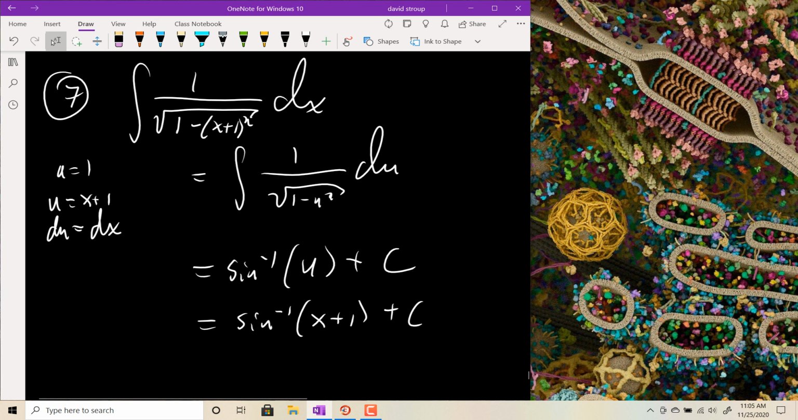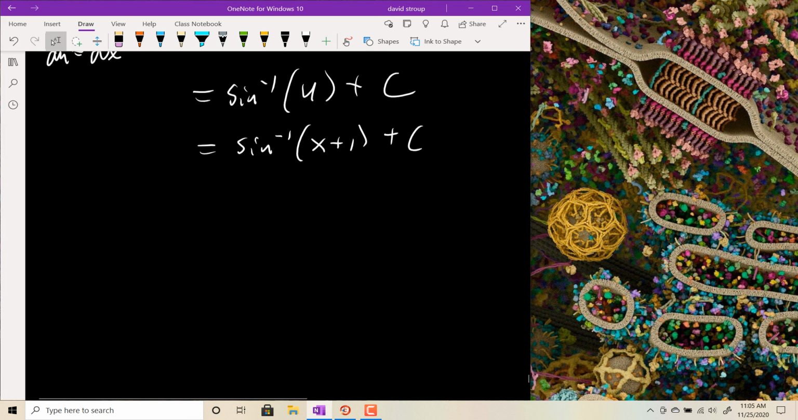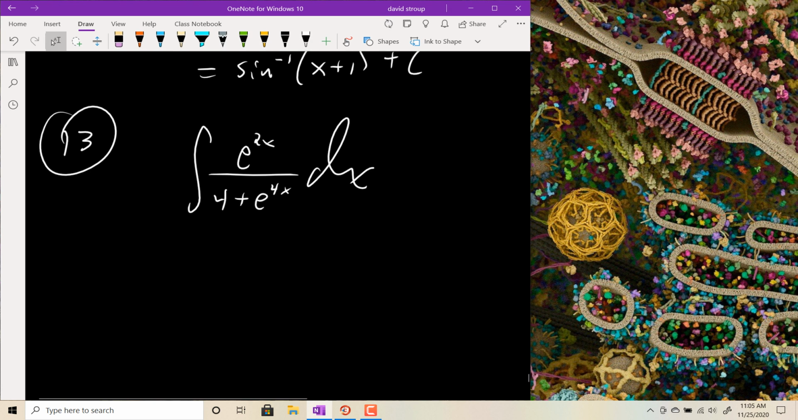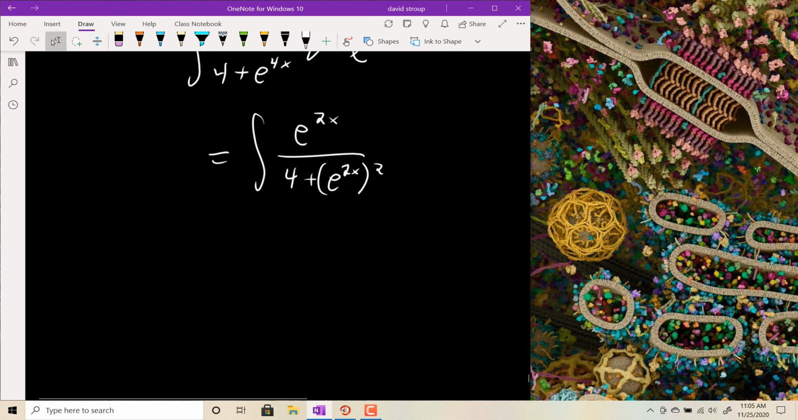Let's do a tan version. So number 13: e to the 2x all over 4 plus e to the 4x. So this is a tan inverse, but it's just kind of disguised. You can notice if you rewrite it, e to the 4x is just e to the 2x squared. So if you let your u be e to the 2x, you kind of have it.